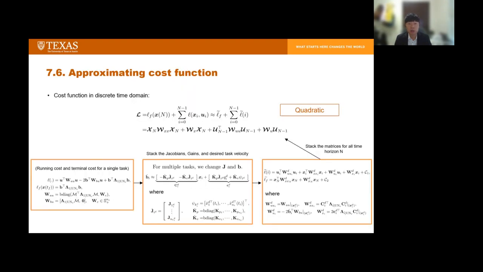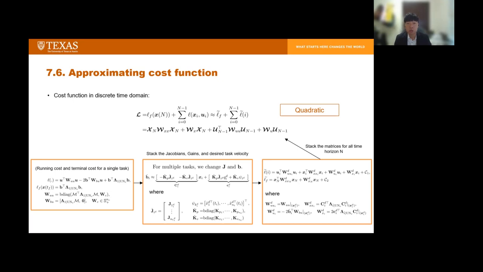The third part is to convexify the performance index. We want to express the performance index using the quadratic and linear terms of the decision variables. Before convexifying the performance index, we extend the expression of running and terminal cost functions.